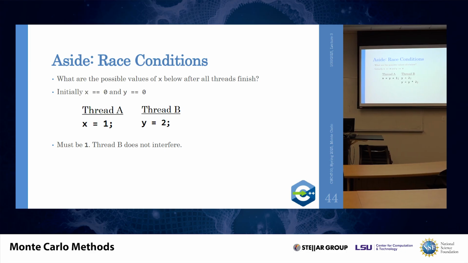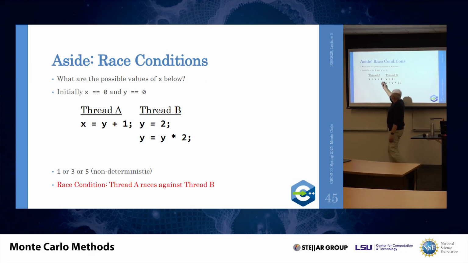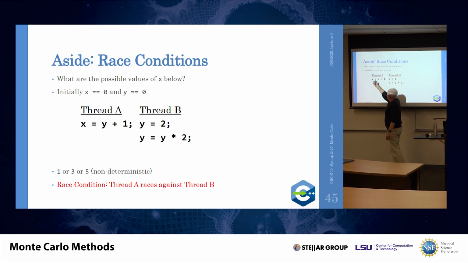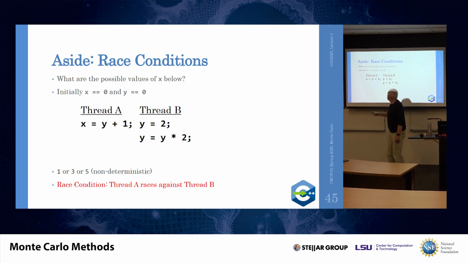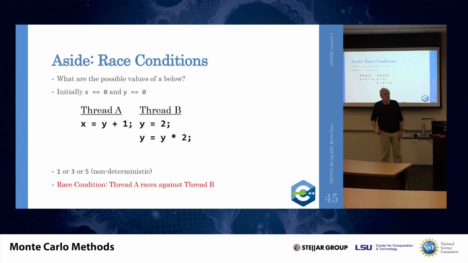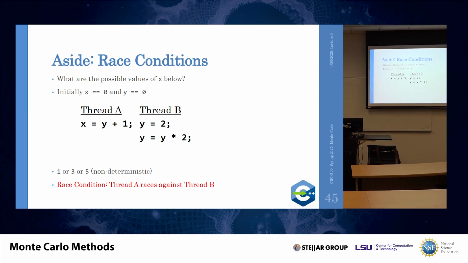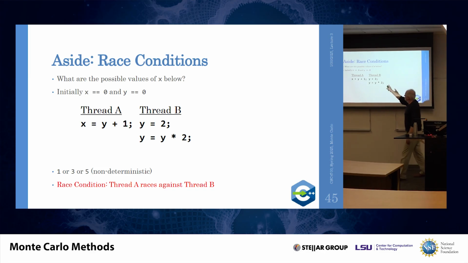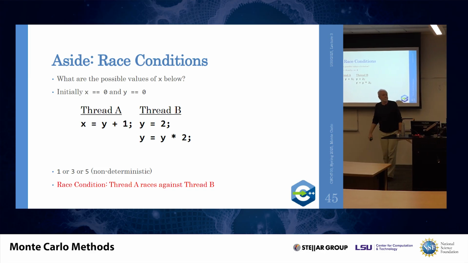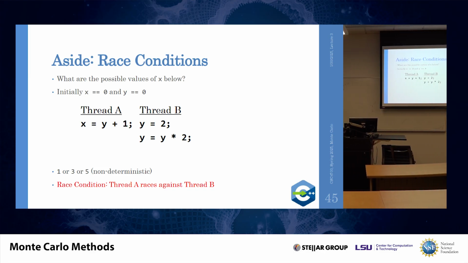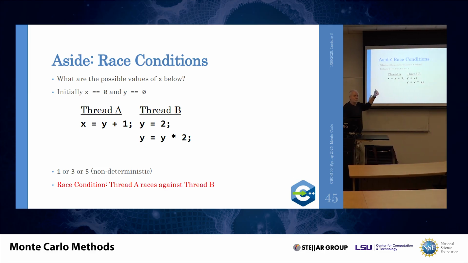Let's make that a bit more complicated. One thread uses y plus 1 and assigns it to x, and the other thread assigns 2 to y, and then it multiplies y by 2. What are the results of that execution if both values start off with 0? It could be 1. What else?